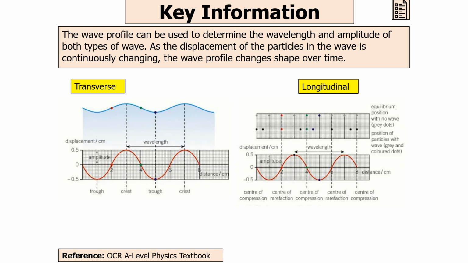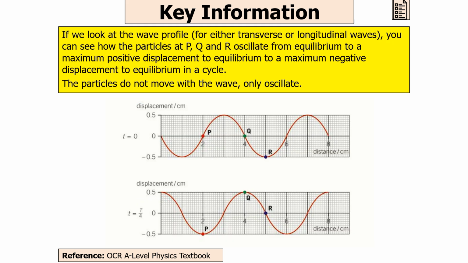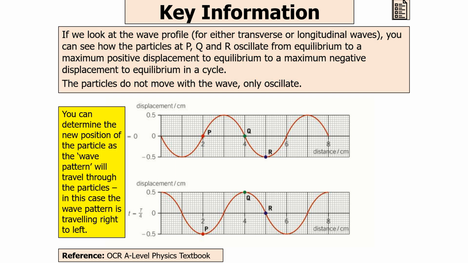Now, if we look at the wave profile for either a transverse or longitudinal wave, you can see how the particles here, labelled P, Q and R, oscillate from equilibrium to a maximum positive displacement to equilibrium, to a maximum negative displacement to equilibrium in a cycle. Now the particles do not move with the wave, they only oscillate. Now you can determine the new position of a particle as the wave pattern will travel through the particles. In this case, the wave pattern is travelling from right to left.